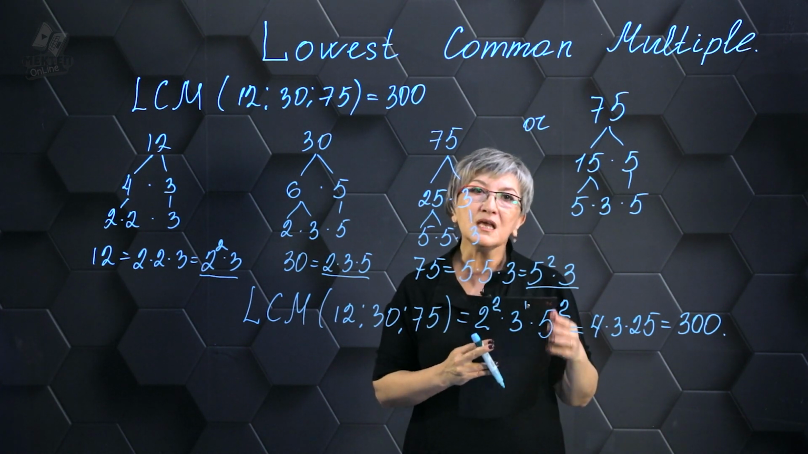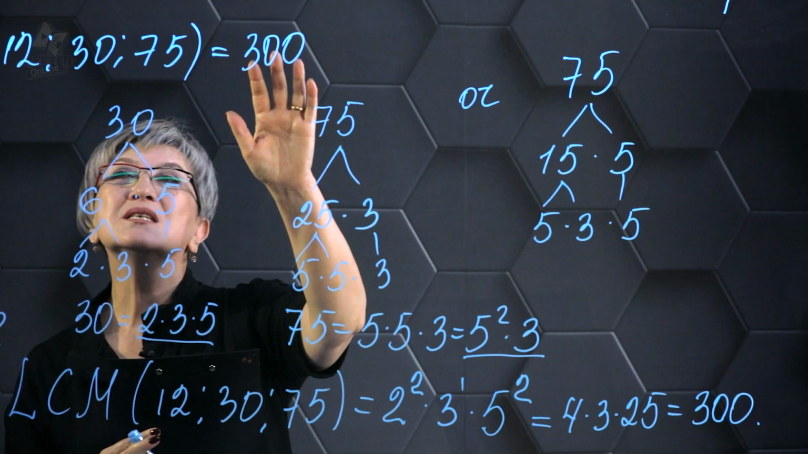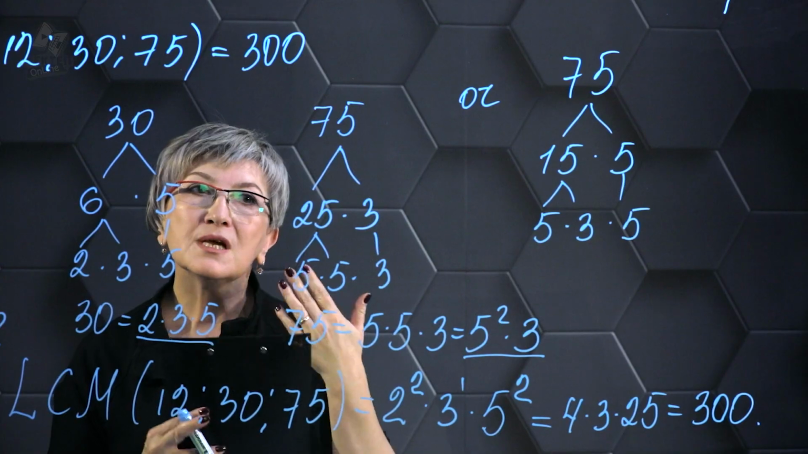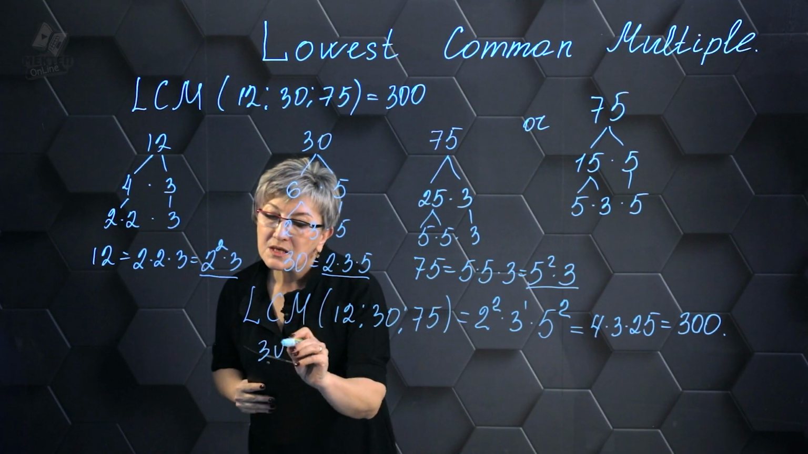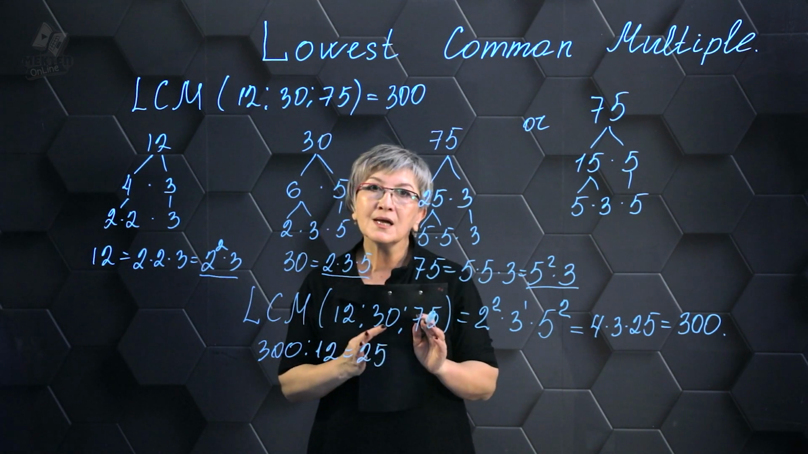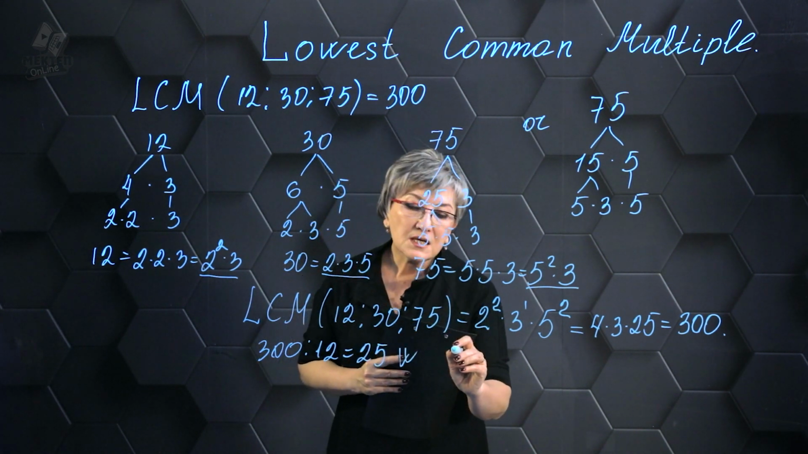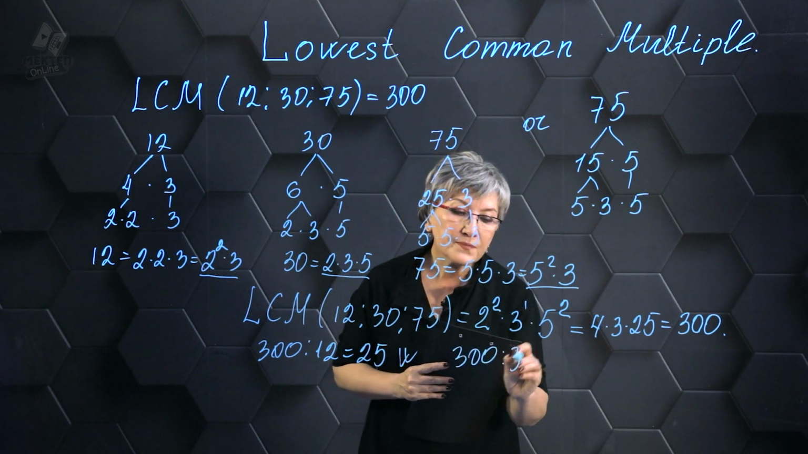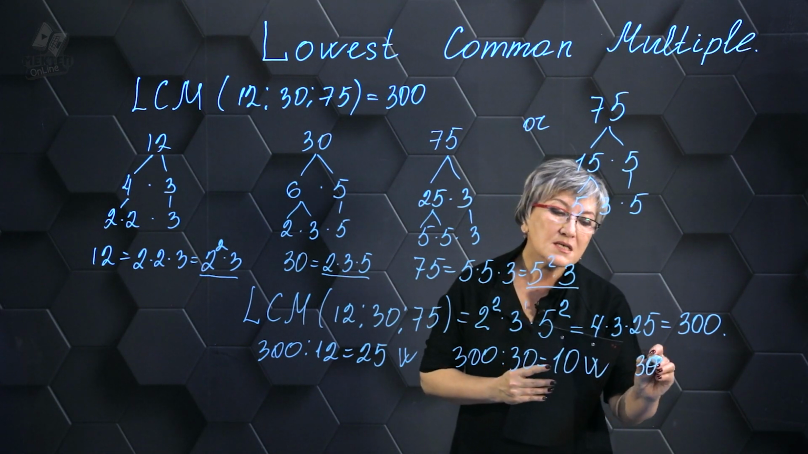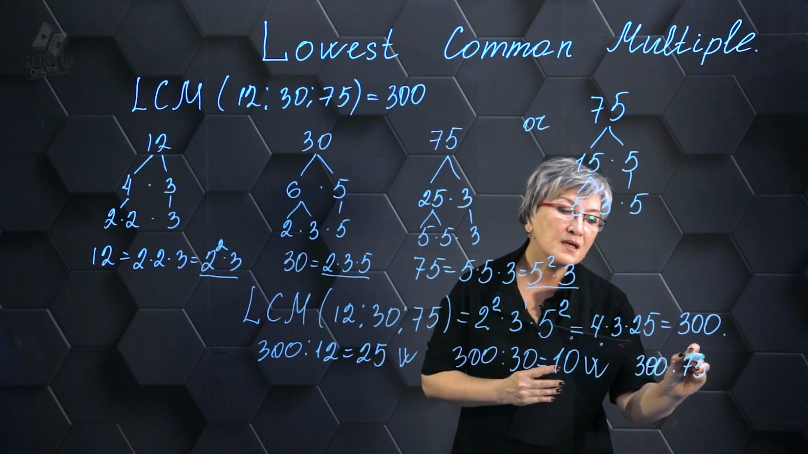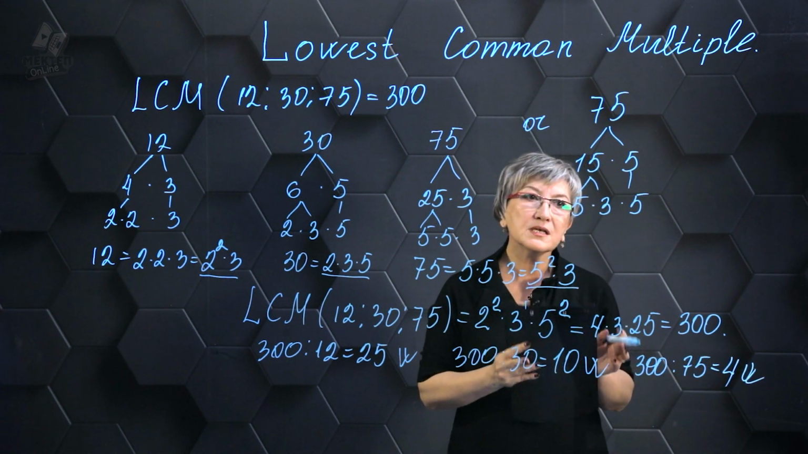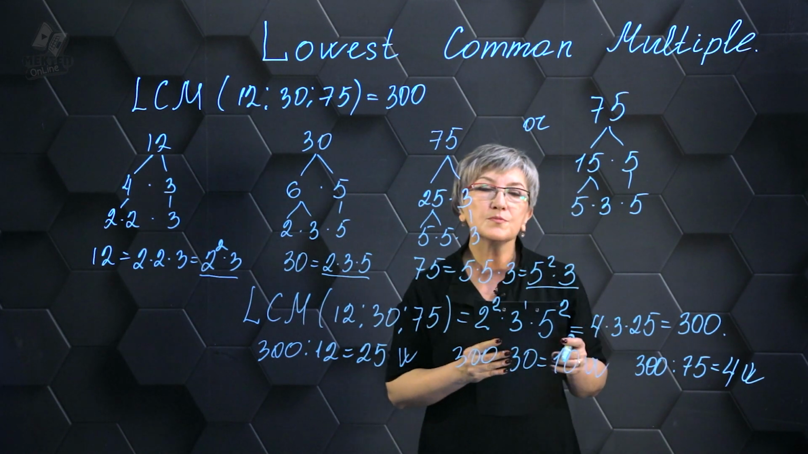Of course, you can check if this is true by dividing 300 by 12. You will get the number 25 without a remainder. Let's write it down. 300 divided by 12 is 25. So I have no remainder, which is good. I divide 300 by 30 and I get 10, which is also great. You see, there is no remainder as well. And I divide 300 by 75. As a result, I have 4 with no leftovers. So I did everything correctly, and 300 is the least common multiple.